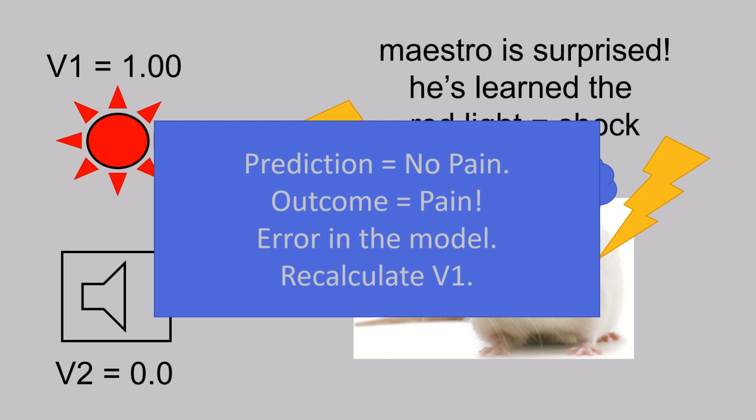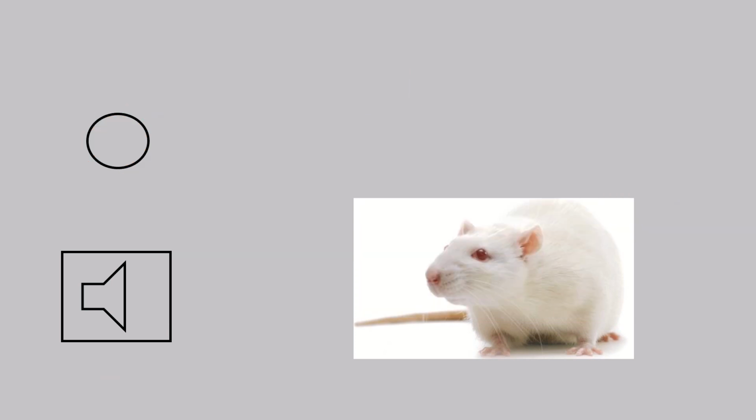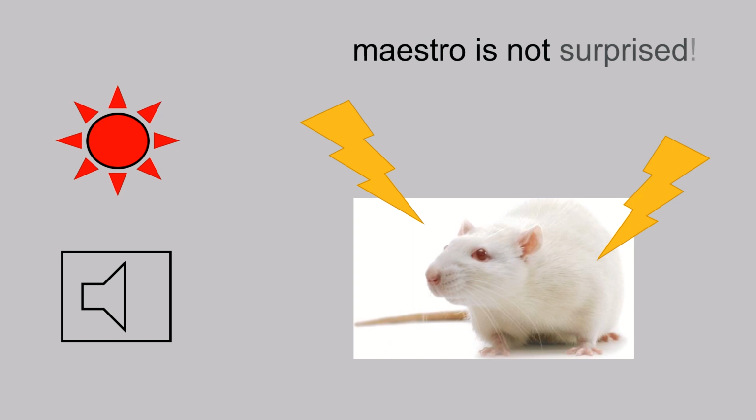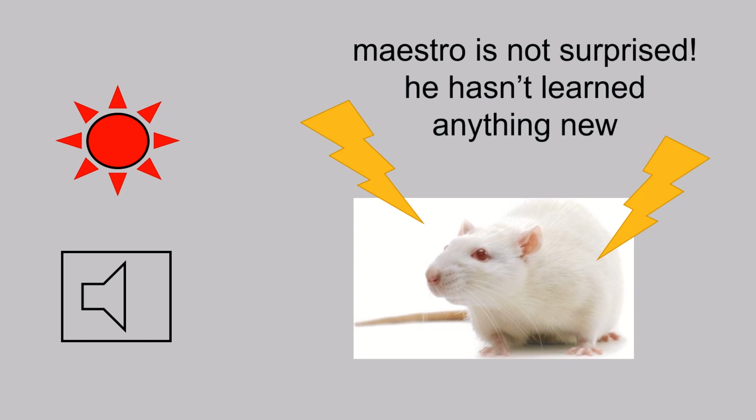In other words, the prediction was no pain, but the outcome was pain, so we have error in the model, and we need to recalculate V1 to be 1. The red light goes off one more time, and he gets shocked again. Now, Maestro is not really all that surprised because he's already learned that the red light means that he's going to be shocked. So V1 is still going to be 1, and V2 is going to be 0.